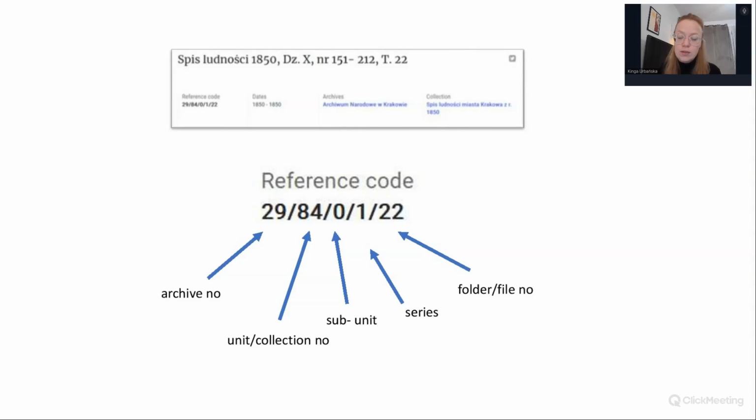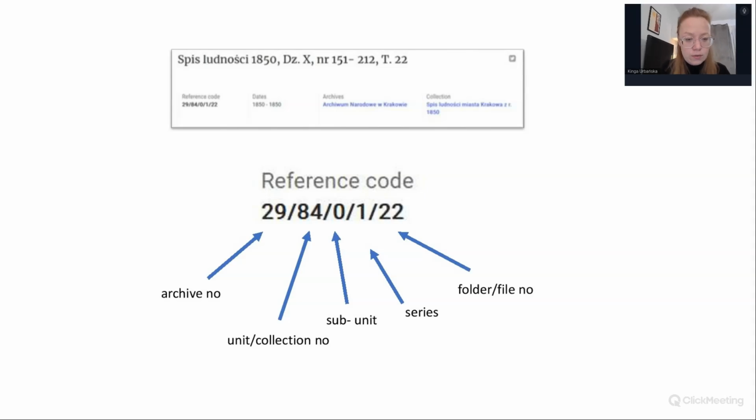And what does this reference code mean? You see this line of numbers. The first number is an individual archive number. So every archive has its number. In the case of the Kraków State Archive, this is 29.